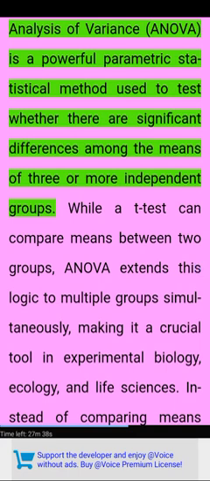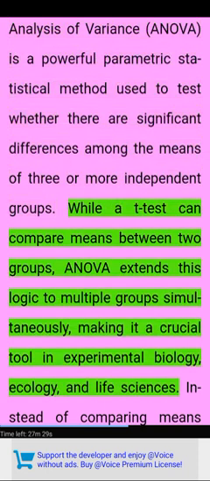Analysis of variance, ANOVA, is a powerful parametric statistical method used to test whether there are significant differences among the means of three or more independent groups. While a t-test can compare means between two groups, ANOVA extends this logic to multiple groups simultaneously, making it a crucial tool in experimental biology, ecology, and life sciences.